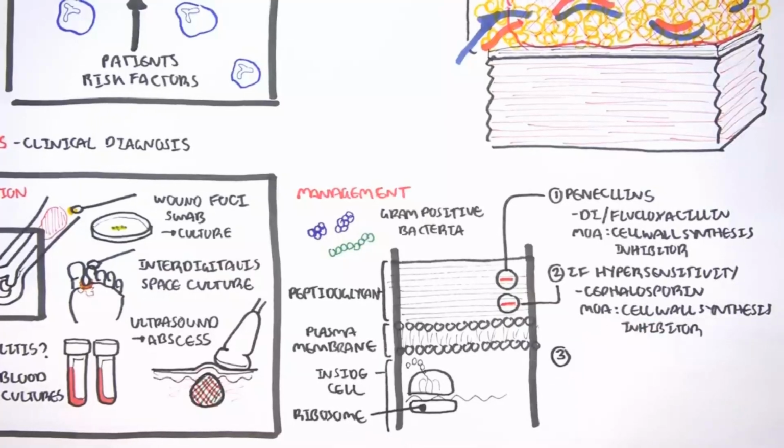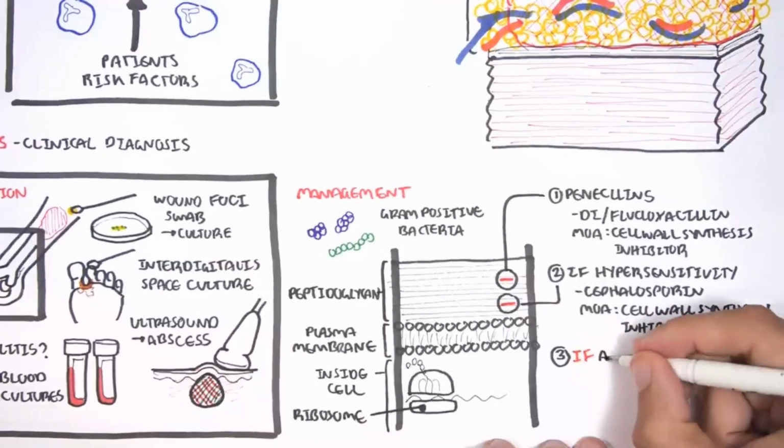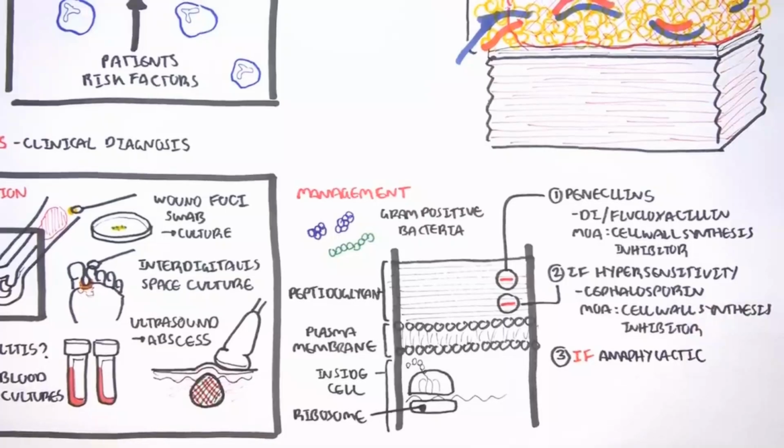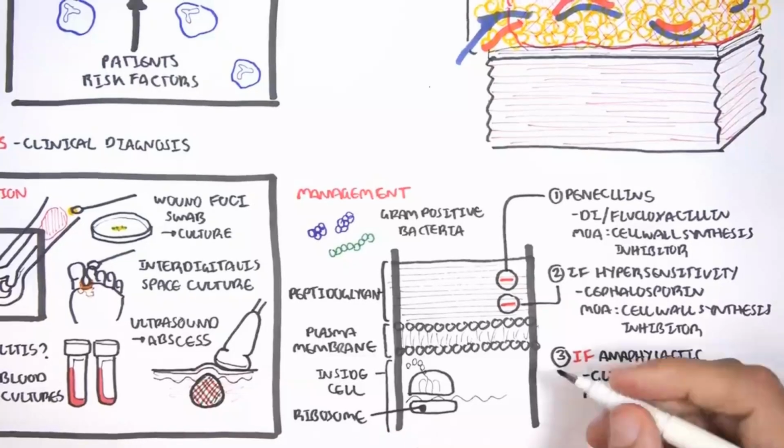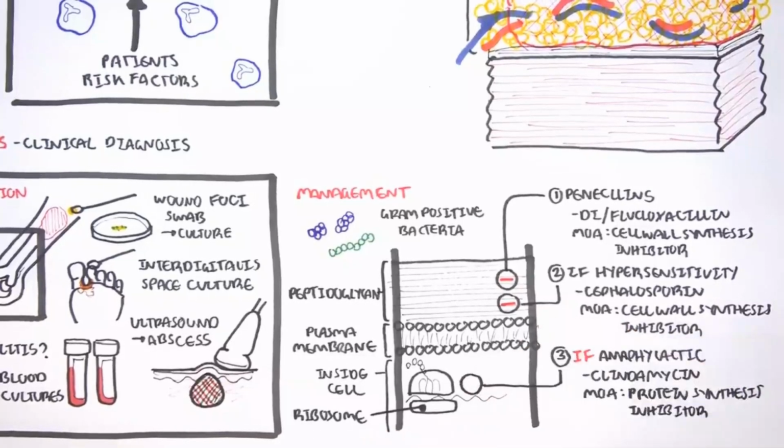However, if the patient is anaphylactic to penicillins, you probably don't want to use another beta-lactam. And so an alternative is a drug such as clindamycin. Clindamycin works by inhibiting protein synthesis, and thus by disrupting protein synthesis, you essentially cause stasis of bacterial function.